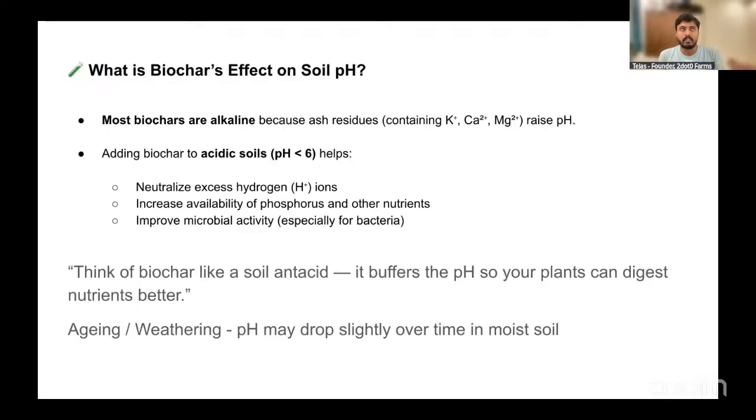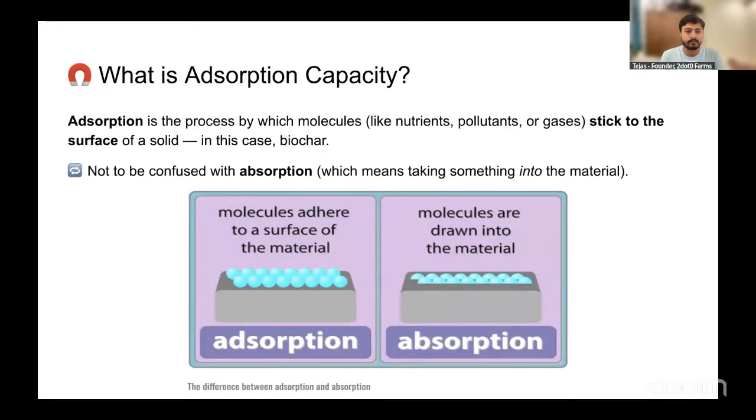And one other thing, even if biochar starts as a very alkaline substance, aging and weathering slightly drops the pH from this high 8 pH, 9 pH alkaline substance. Over time in the moist soil, it comes down.